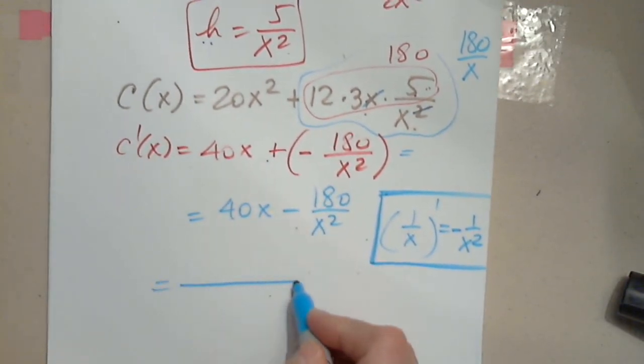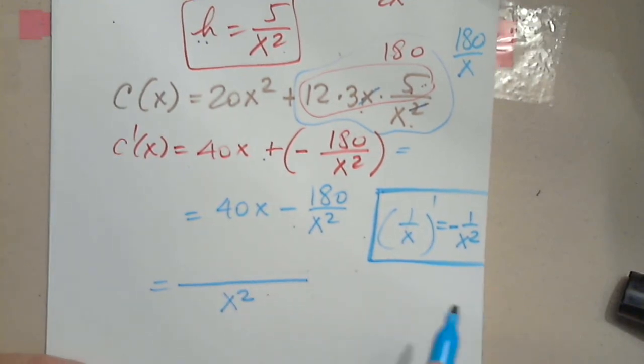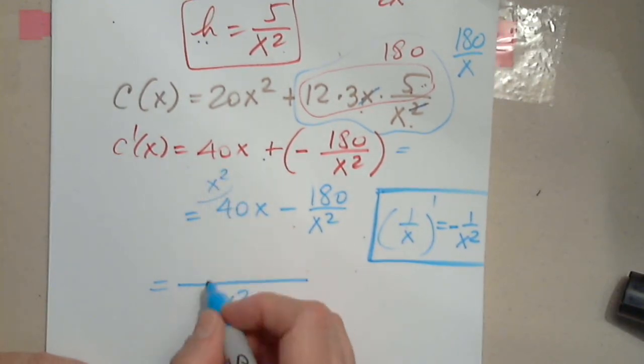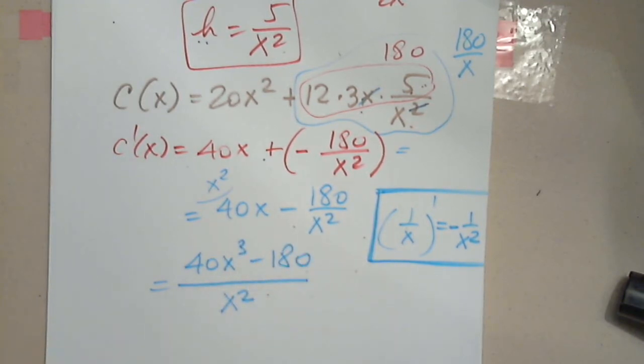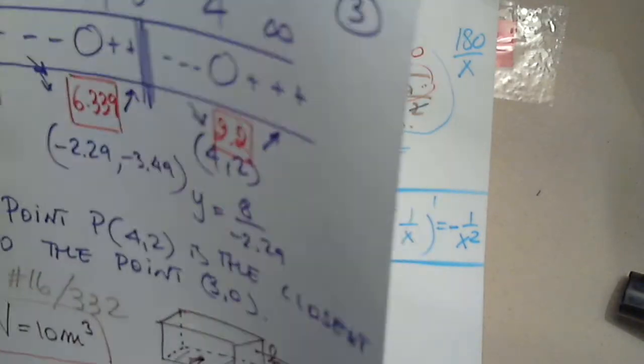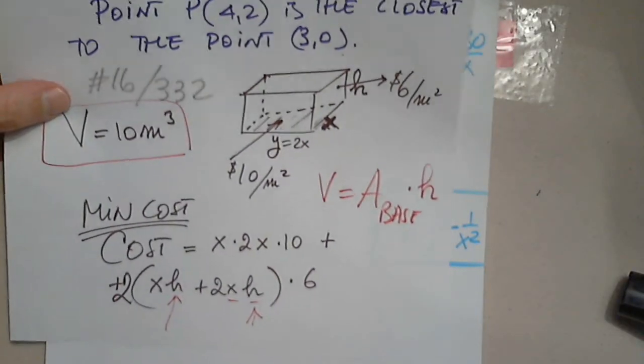So then the least common denominator is x squared, and then I have to multiply by x squared, so 40x cubed minus 180. So let's just go back for a second and make sure that we understand what we've been doing.